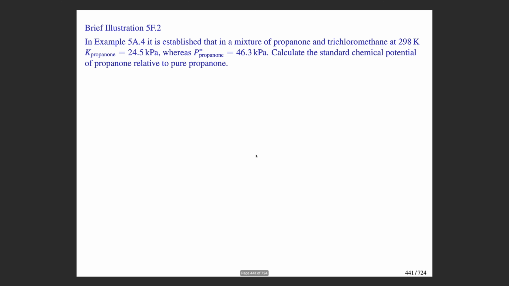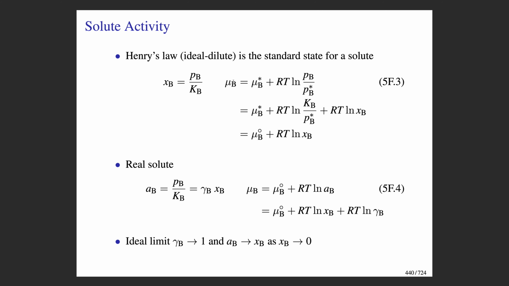So we say that the chemical potential of the real solute is equal to this standard state chemical potential plus a correction factor involving the mole fraction. Now, in general, the solute does not obey Henry's law. So this would be for what we call the ideal dilute solution, this result here. But in reality, the mole fraction does not equal this ratio. It's going to be equal to something else, which we call the activity of the solute.